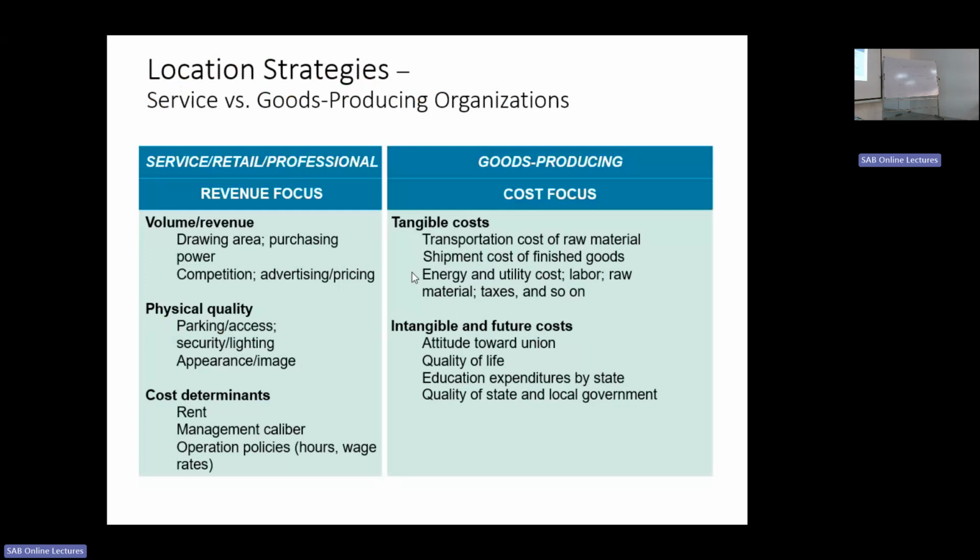Identify a list of location factors you would consider when selecting the most suitable location for your new retail outlet.